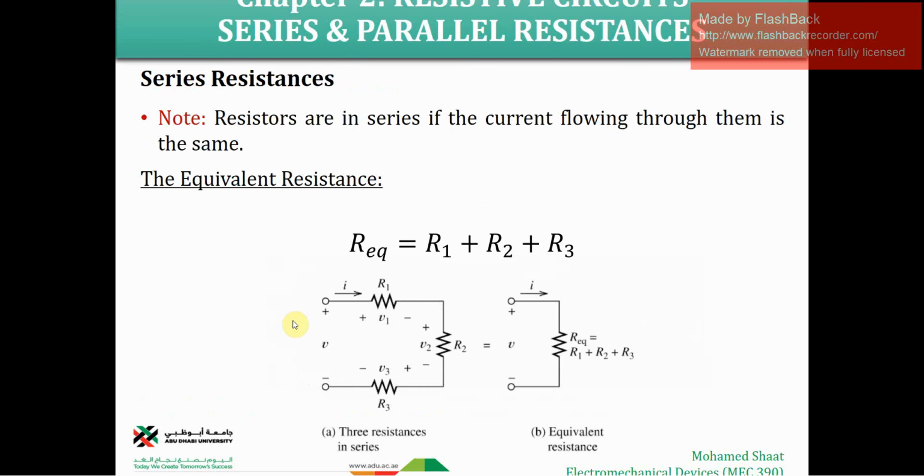But for series resistances, the current over all the resistances should be the same. So it is very simple. In case we have a set of resistors that the voltage over them is the same, it means that definitely, by definition, these resistors should be parallel resistors. But if we have a set of resistors that the current over them is the same, it means that definitely, by definition, they should be series resistors. Make sense? So this is what we introduced in the previous meeting.